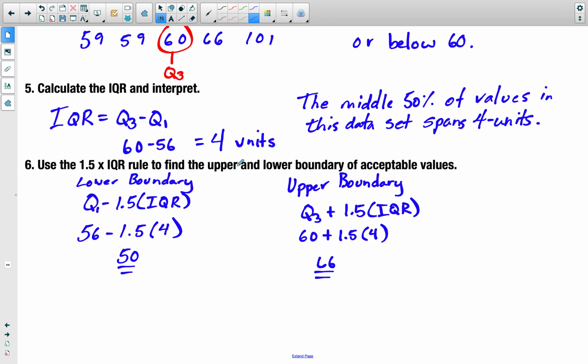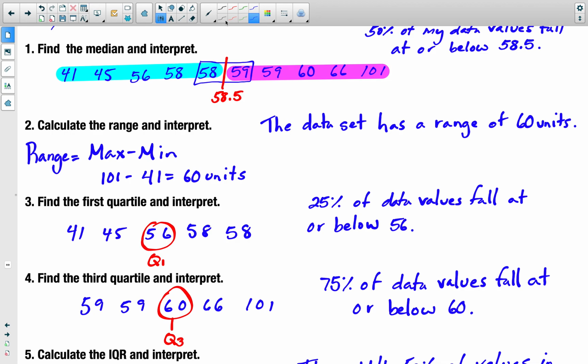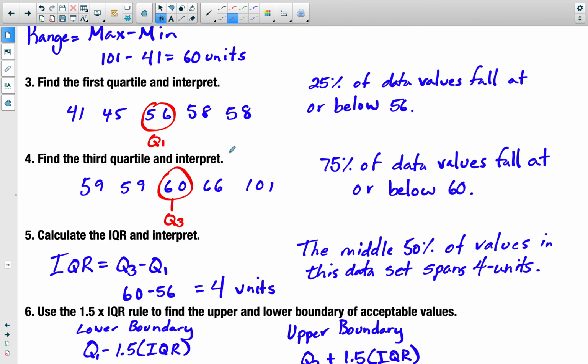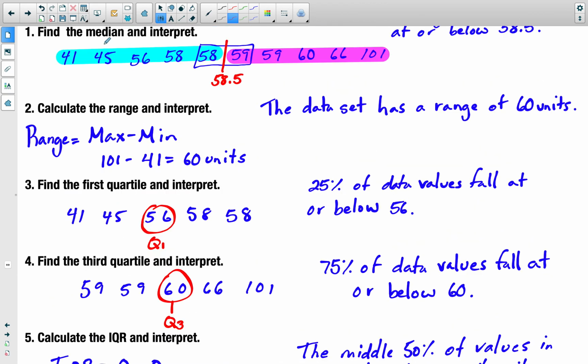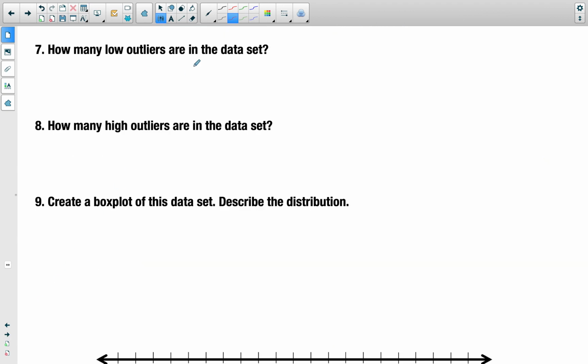So now you'd go back up to your data set, and you would take a look at it, and you would note any values that are below 50. So I have 2. And any values above 66. Okay, I'm right. It's 101. So I have 3 outliers in this data set. I have 2 lower ones, 41 and 45, and I have an upper at 101. And I believe that's the next couple questions asked.